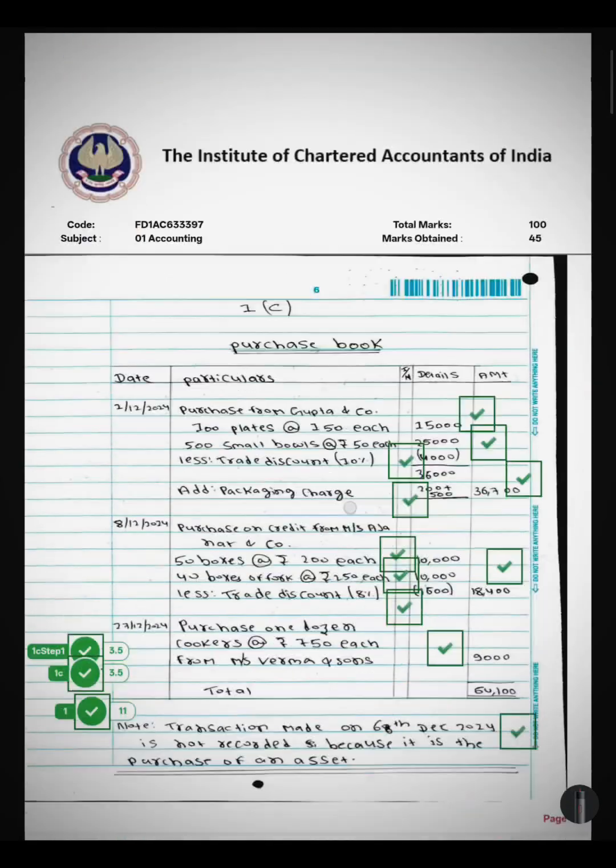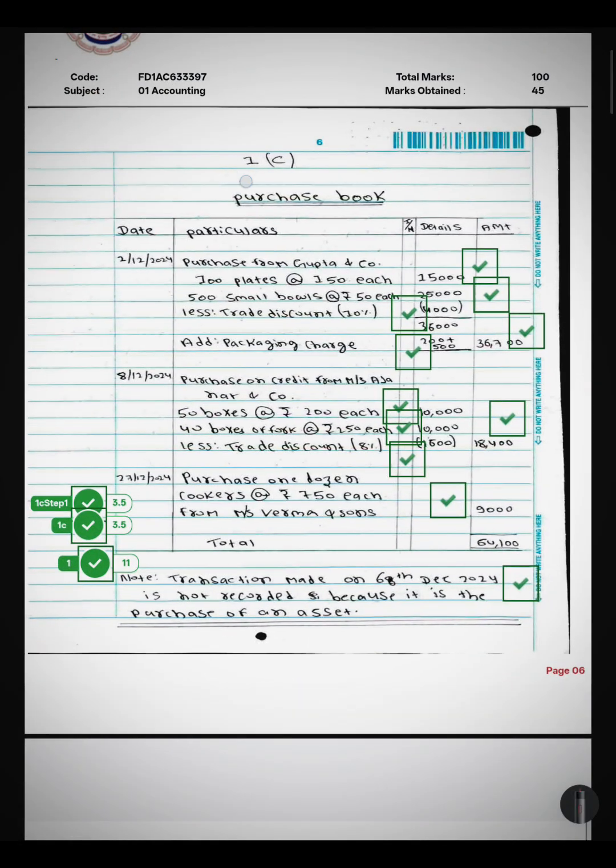Now after this there is 1c. It was a question on subsidiary books, where the question asked for the purchase book. I wrote everything in proper format: date, particulars, invoice number, details, amount, and everything was correct here. It was nearly 4 marks and the teacher has allotted me 3.5.